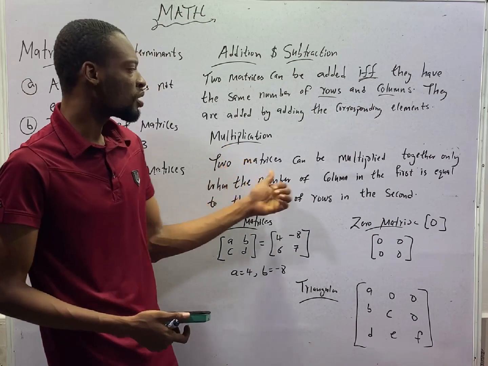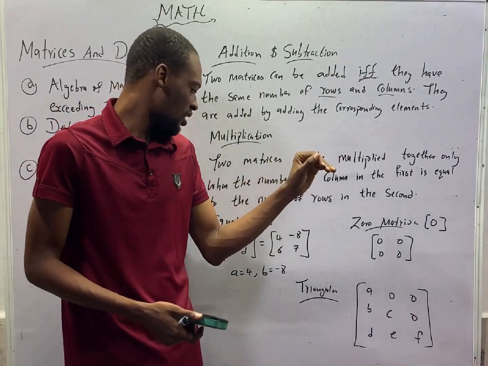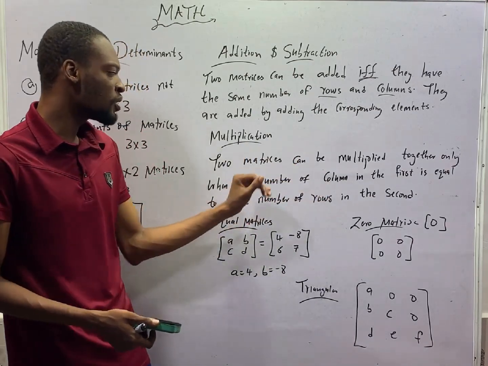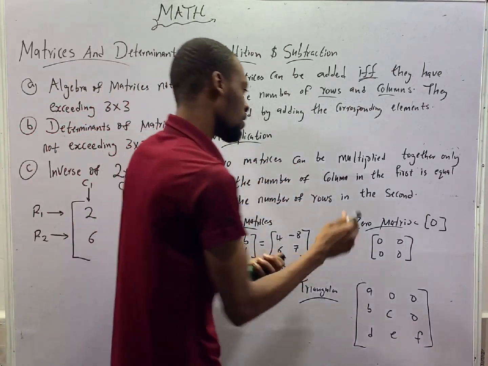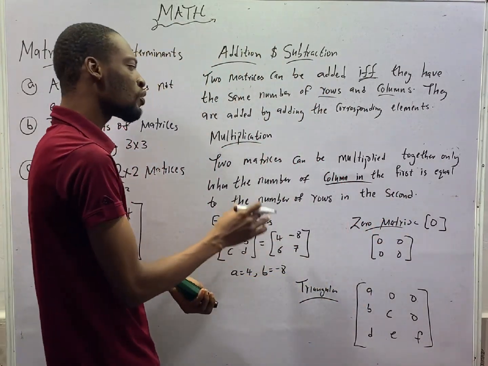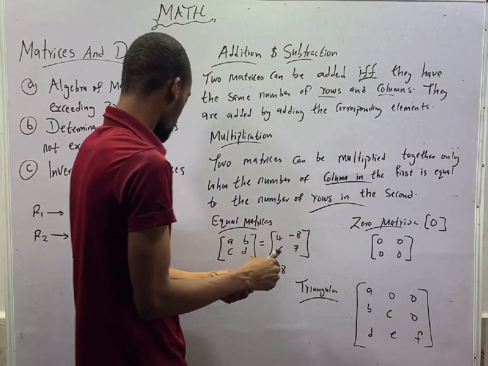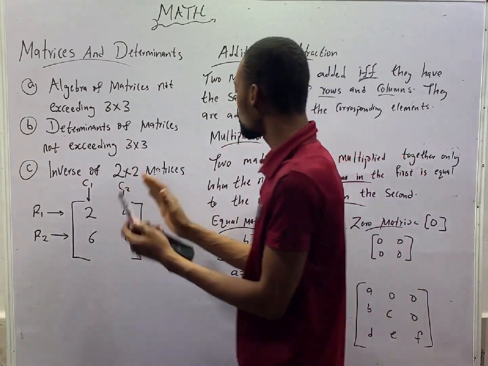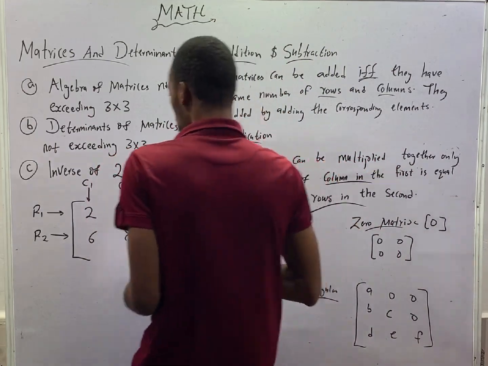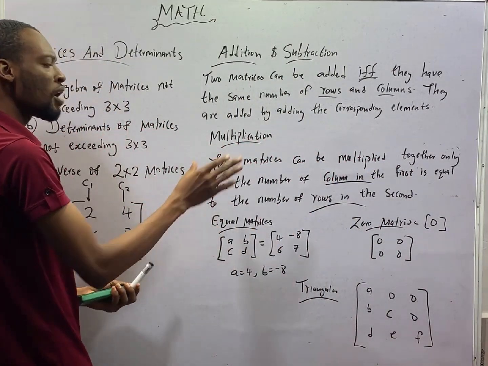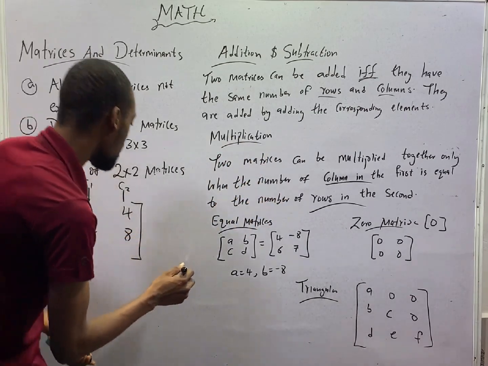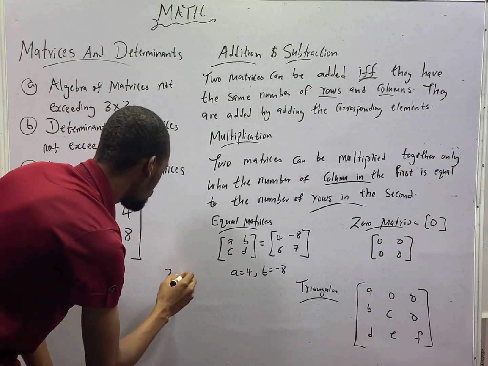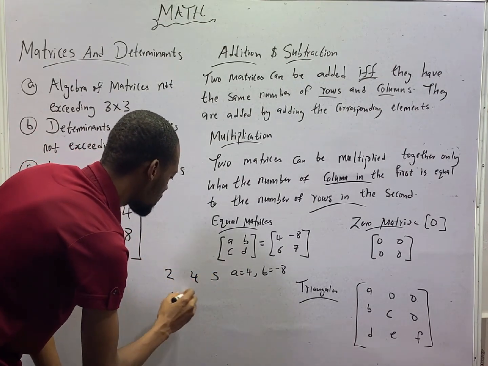And for multiplication, 2 matrices can be multiplied together only when the number of columns in the first is equal to the number of rows in the second. The number of columns in the first matrix should be equal to the number of rows in the second. This is it. If you have a matrix like this, this is the number of rows and this is the number of columns. This has 2 columns, and if you have another matrix, 2, 4, 5, 6, 4, 1.